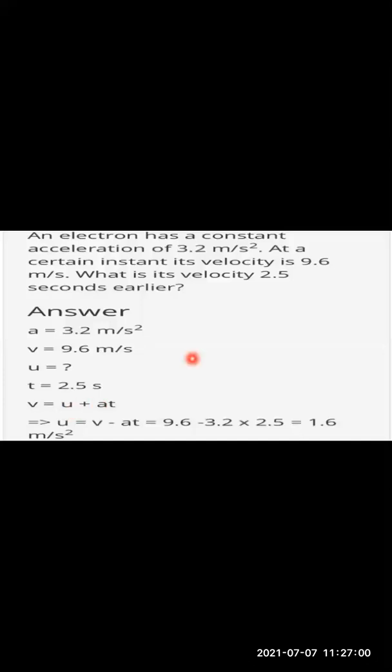Formula is v equal to u plus at. So u is what? v minus at. Just shift the term at to the left-hand side and substitute the values. So the initial velocity comes out to be 1.6 meter per second. Okay, the unit here is given. Okay, the initial velocity is going to be 1.6 meter per second.